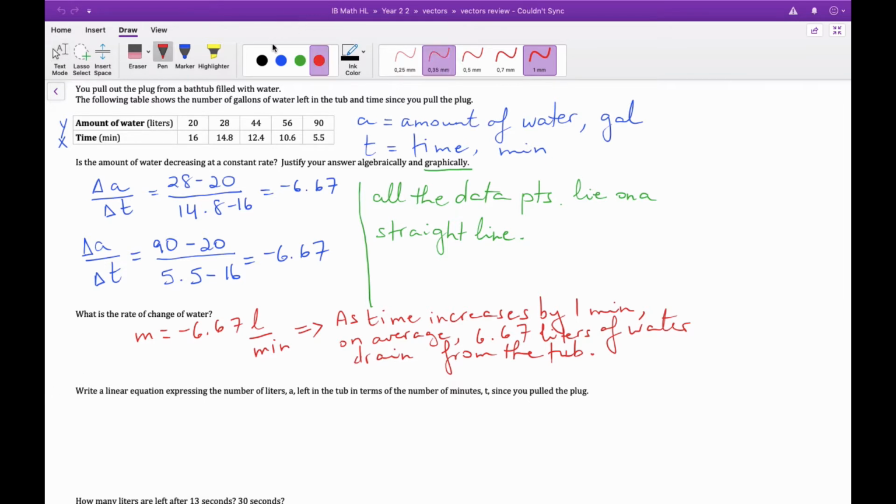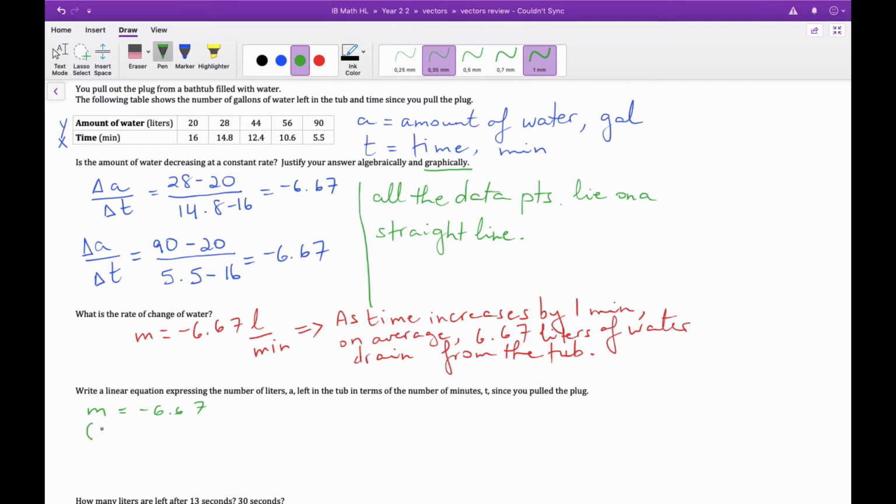So how are we going to write this equation, Miss Bui? What is the first thing that we need to write an equation of any line? I need a slope and a point. Do we have the slope? Yes. What is the slope, Mr. Walker? That is minus 6.67, our liters per minute. And what else do we need? We need any point between A and T, or X and Y if you're going to go with Desmos.